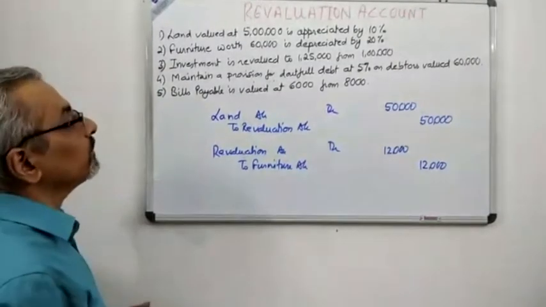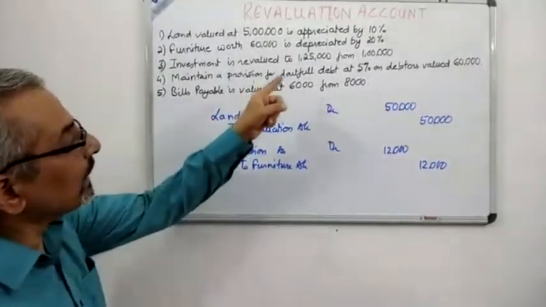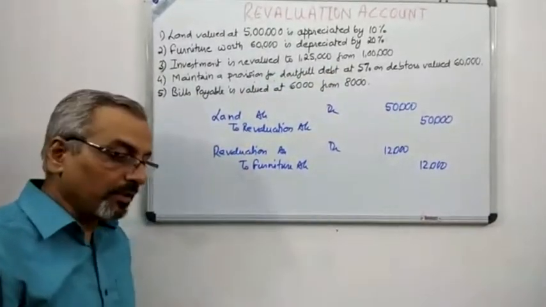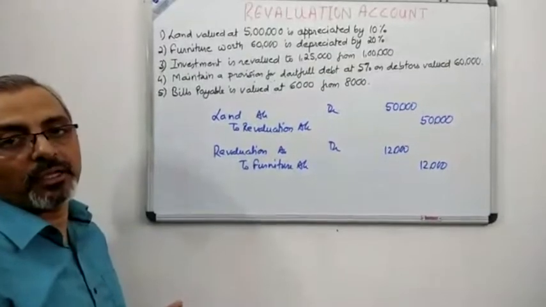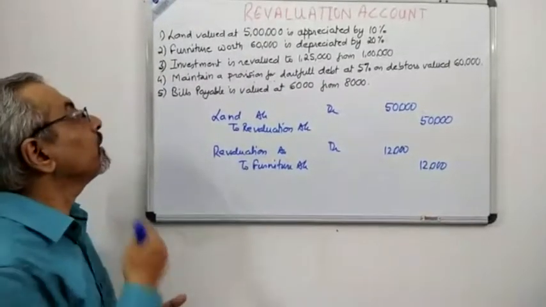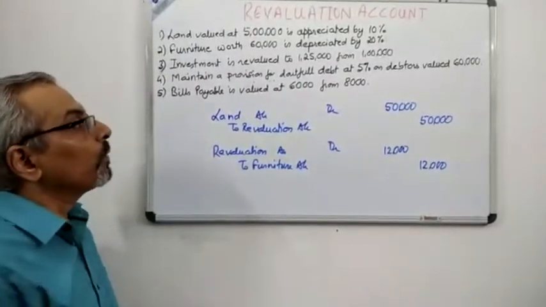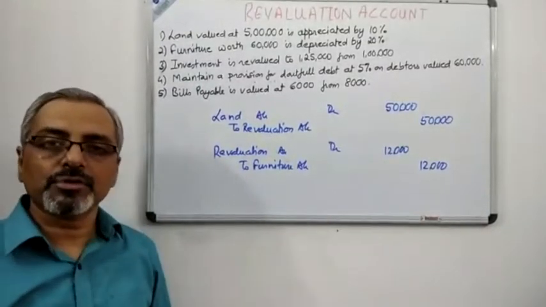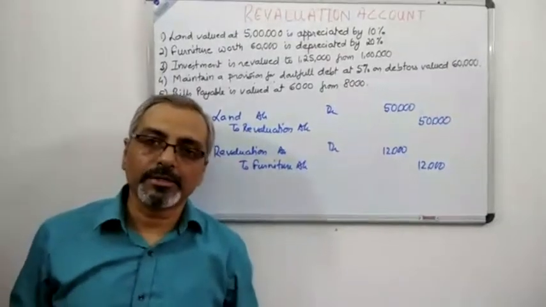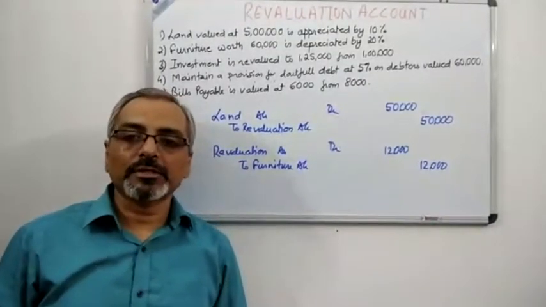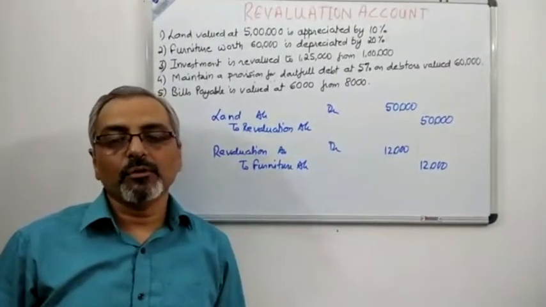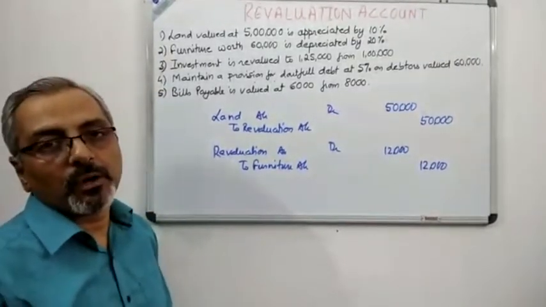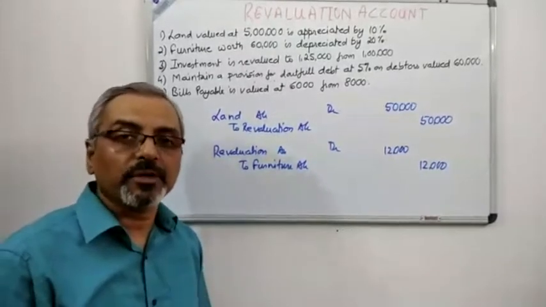In the third one, investment is revalued to 1,25,000 from 1 lakh. That means there is an increase in value. Repeat again. That means there is an increase in the value of investment from 1 lakh to 1,25,000. So where will it go to in the revaluation account? Obviously, it will go to the credit side because there is an increase in the value of asset. And whenever there is an increase in the value of asset, what journal entry do we do? We obviously credit the revaluation account and debit the specific asset account.